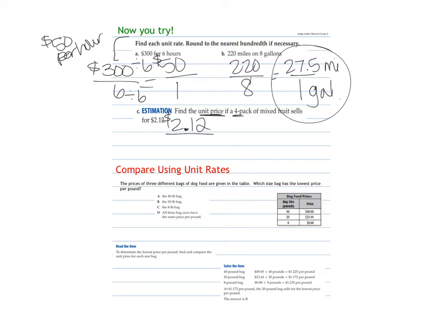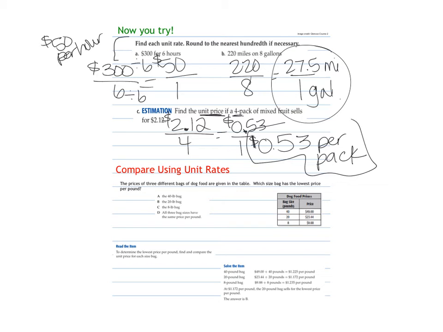So $2.12 over 4. So I do 2.12 divided by 4, and I get 0.53, so it would be 53 cents per pack. Because if it's a 4-pack for $2.12, then I would divide it out by 4, and that makes sense, 53 cents per pack.